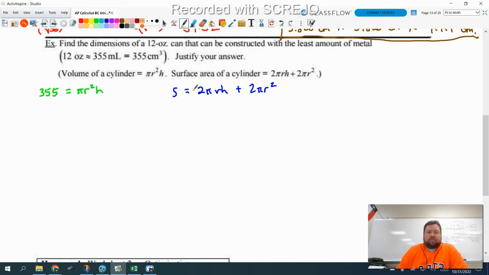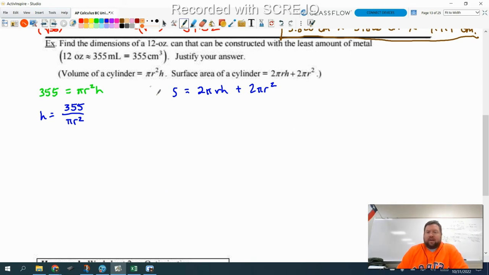Same issue that we had on the last problem. This has 3 different variables. We need it to only have 2 variables. So I need to get either r by itself or h by itself. Again, I do not want to use a square root with r, so I'm going to get h by itself. h is equal to 355 divided by pi r squared.